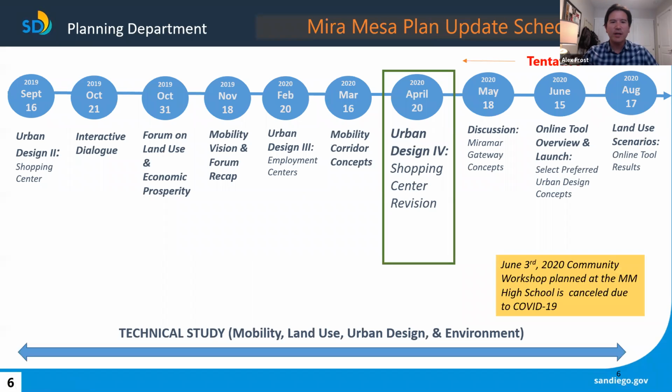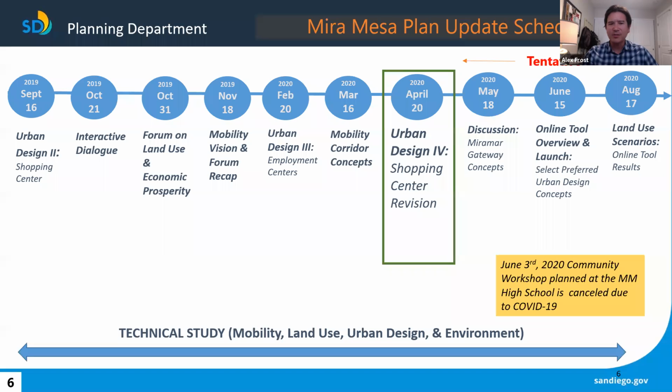Today's presentation, in the green box, is a follow-up to the meetings that occurred last fall on September 16th and October 21st. We received a lot of great public input. So we're presenting the revision to the shopping center urban design concepts today. The May 18th meeting will focus on a discussion related to the Miramar Gateway urban design concepts, which was postponed from March, and it's probably going to be a webinar.